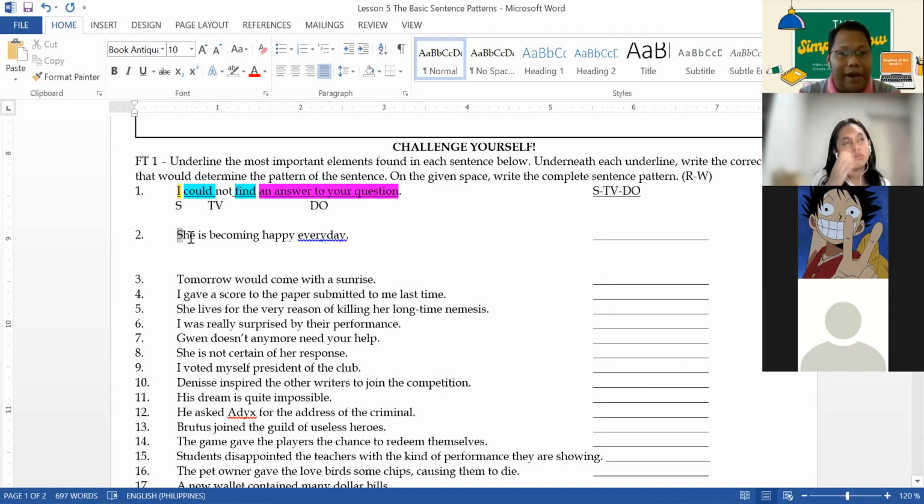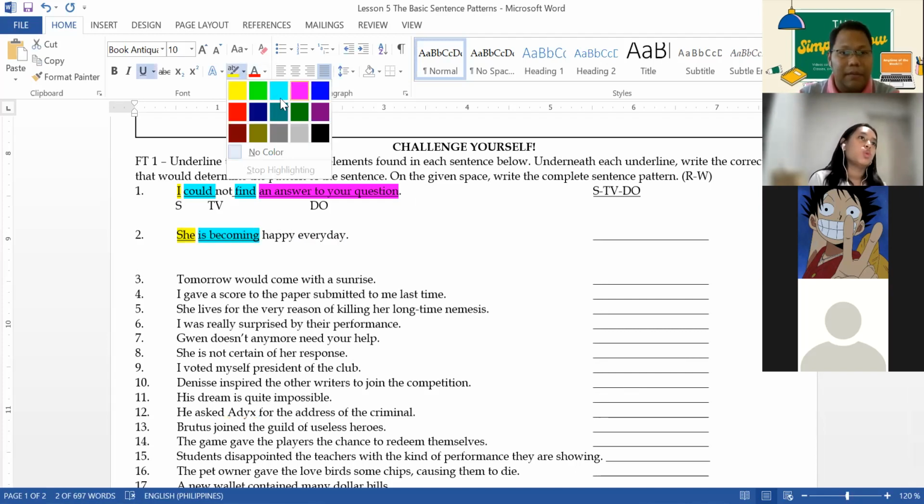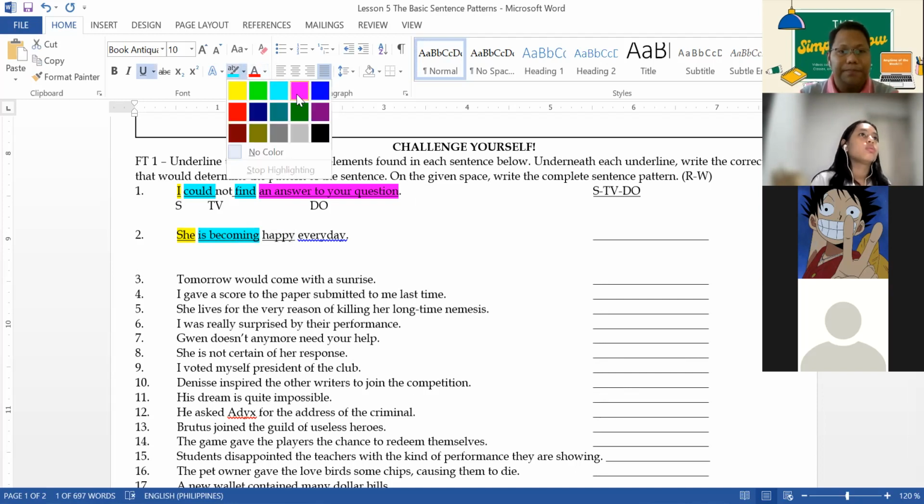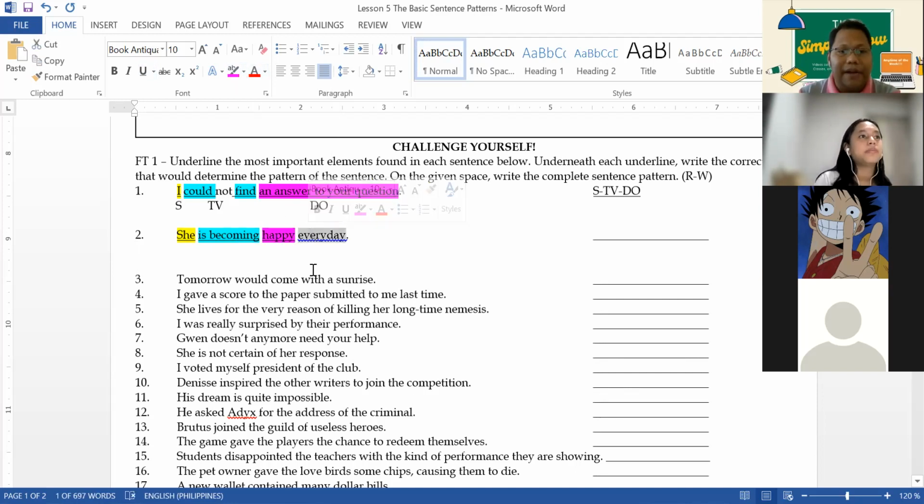Let's do number 2. For number 2, we underline she, and we color that with yellow. We underline is becoming and color that with blue. And then we underline happy and color that with purple. Sir, what about every day? Every day is an adverb of time, which we can just remove from the sentence.